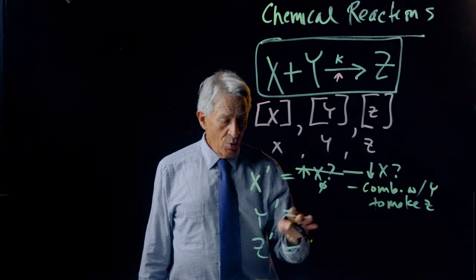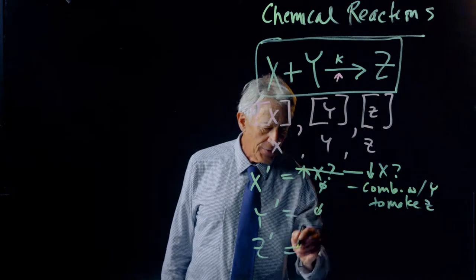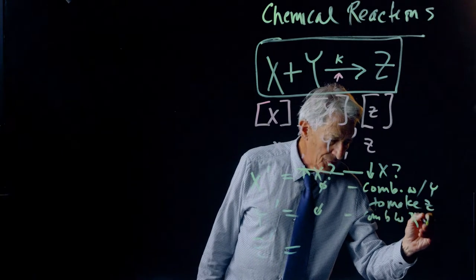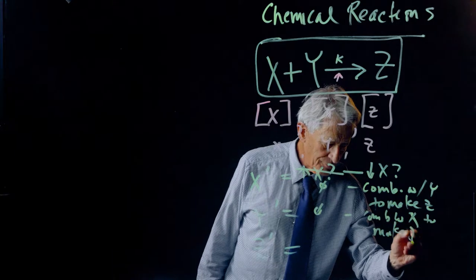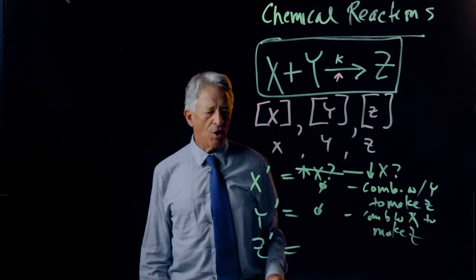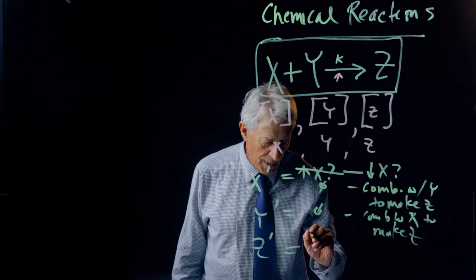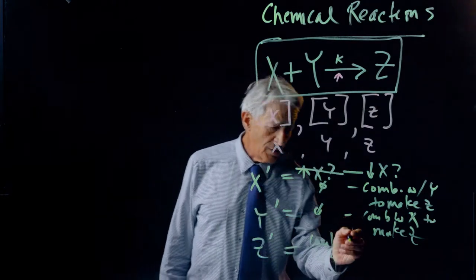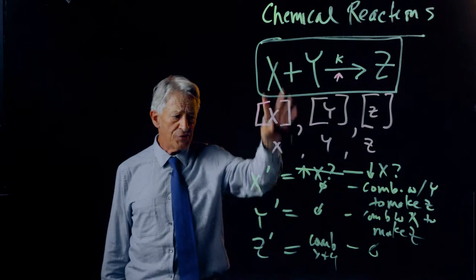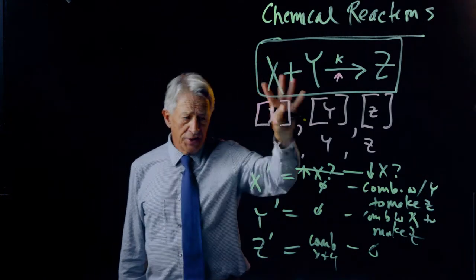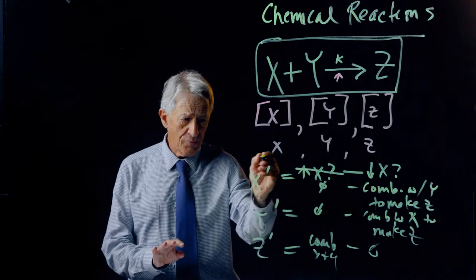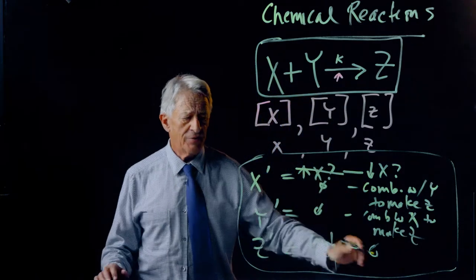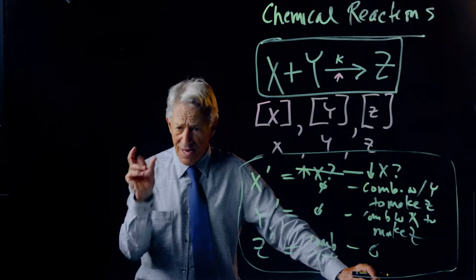Similarly, what makes Z go up? So let's just put that nothing, and then combination with X to make Z. And then what makes Z go up is the X's and the Y's combining. Combination of X and Y. And what makes Z go down is nothing in this reaction. So we've at least put in words here to represent our differential equation. Now we have to figure out some math to express that combination term.